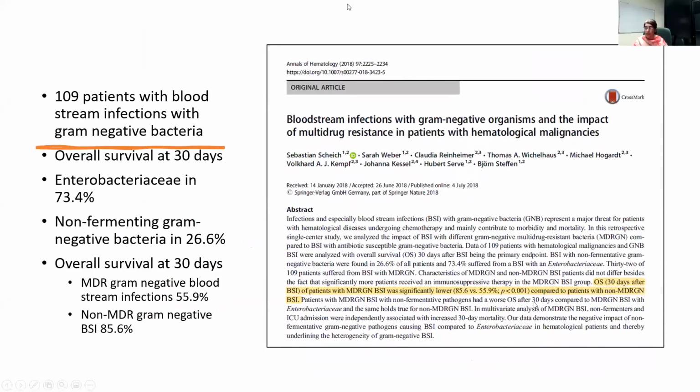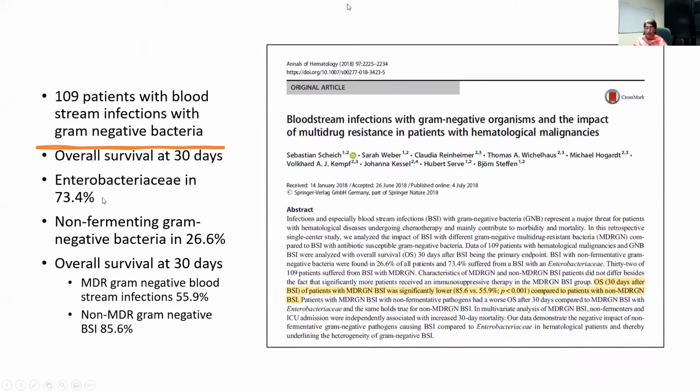So this is another retrospective study about bloodstream infections with gram-negative organisms and the impact of multi-drug resistance in patients with hematological malignancies. The study included around 109 patients who had bloodstream infections caused by gram-negative bacteria, and the main outcome was overall survival at 30 days.